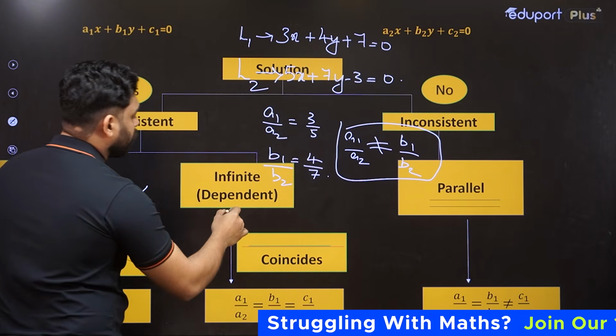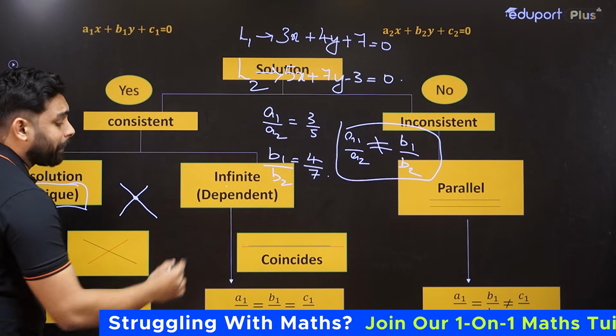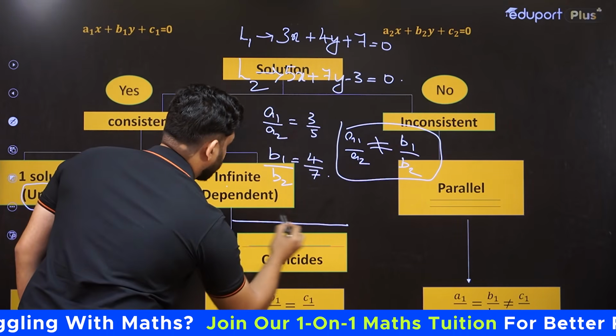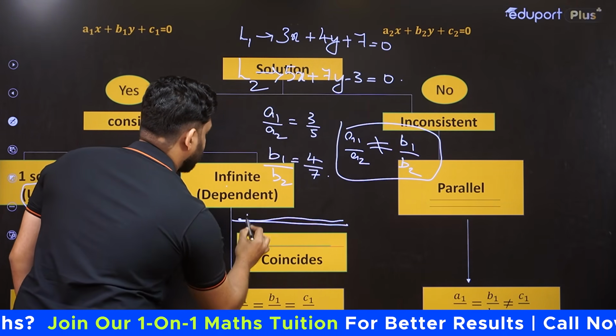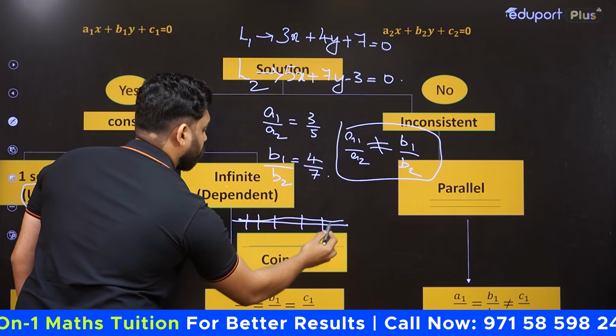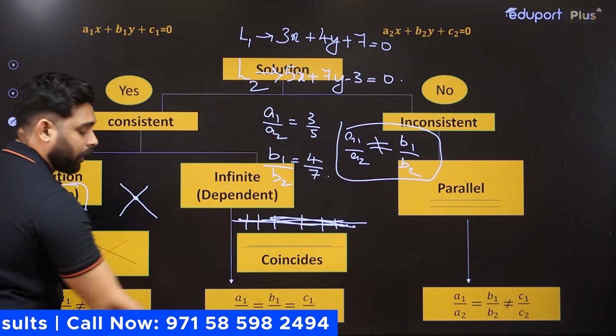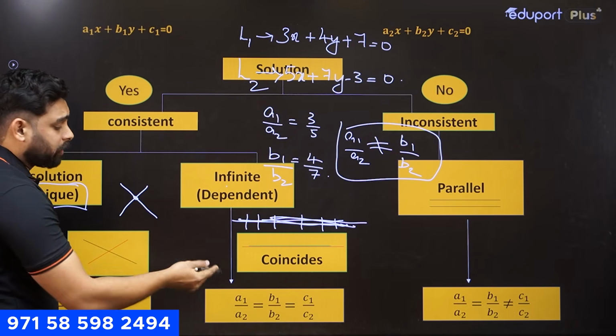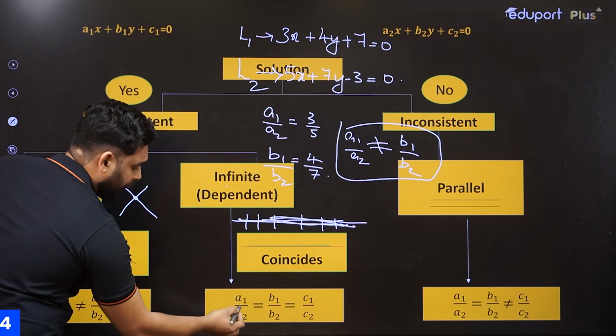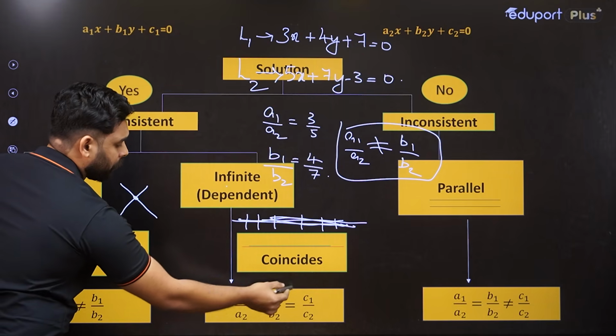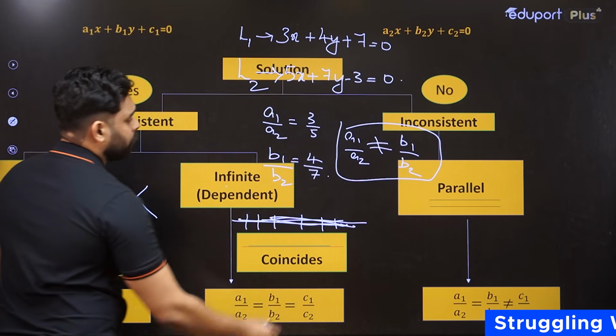The other one is infinite or many solutions. The two lines will be coinciding, so you will get a solution at each point. In what case will they coincide? You have to get A1 by A2 is equal to B1 by B2, which is equal to C1 by C2.